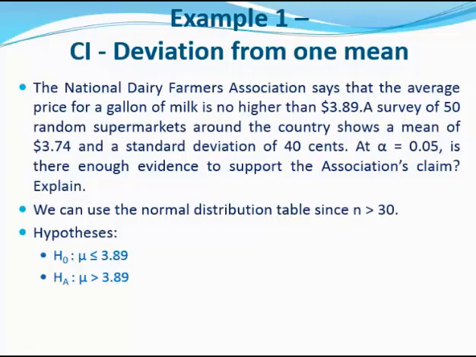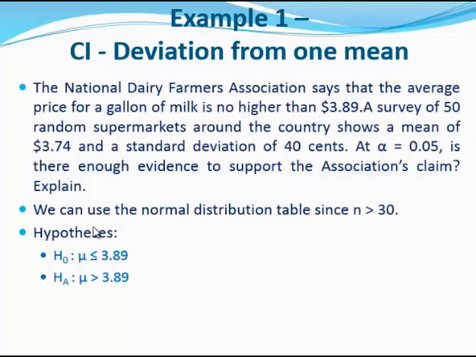An alpha of 0.05 means you can disprove it by proving that there's a 5% chance of the opposite. So it's the same thing as a 95% confidence interval. It's important to remember that, by the way. Is there enough evidence to support the association's claim?